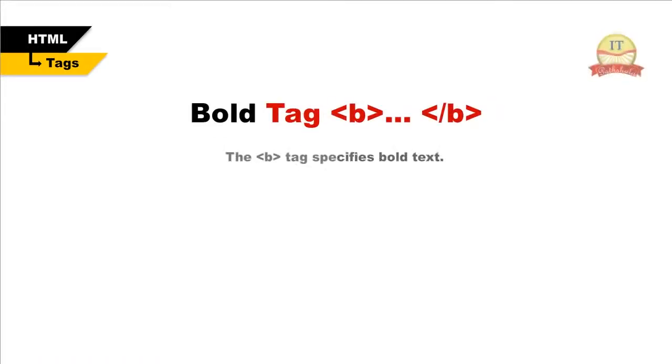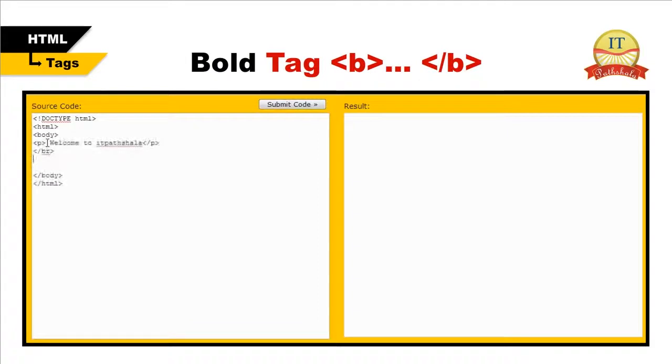The B tag. The B tag specifies the bold text. In this example, we have entered the text welcome to IT Pathshala twice, with the B tag and without the B tag. If you look at the outcome with the B tag, you will notice that this text is darker and bolder as compared to the normal text.